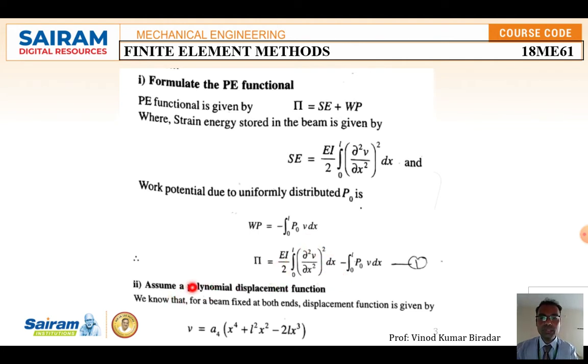For a beam fixed at both ends, the displacement function is given by v equal to A4 into x to the power of 4 plus L squared x squared minus 2L x cubed. This is the formula for the polynomial displacement function for a beam fixed at both ends. You have to remember this formula also, this and this.